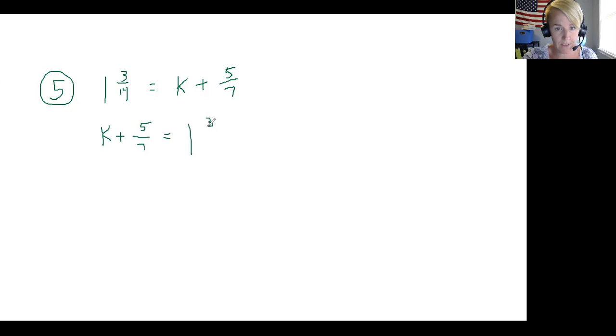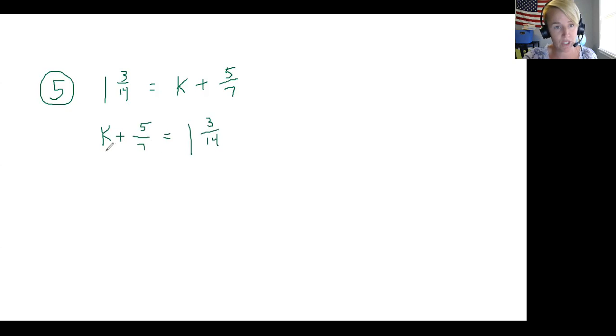So here's 5. I have 1 and 3/14 equals k plus 5/7. You know I can't stand it. I have to move it. I have to say k plus 5/7 equals 1 and 3/14. I just have to. It irks my nerves if I don't do it the other way.